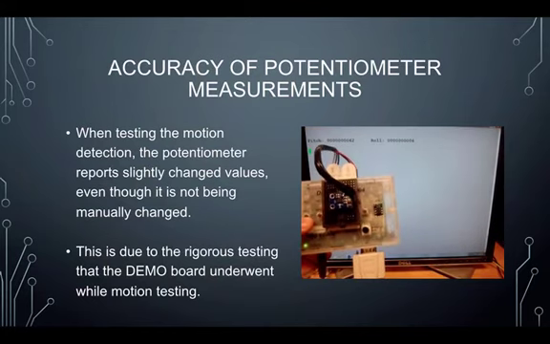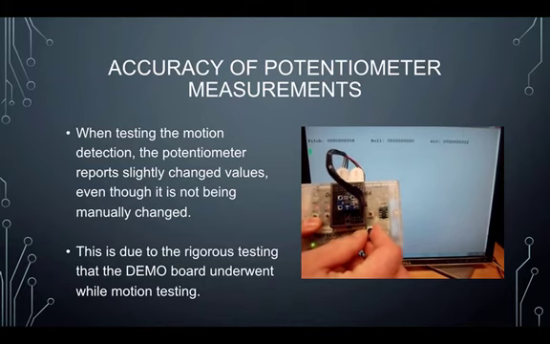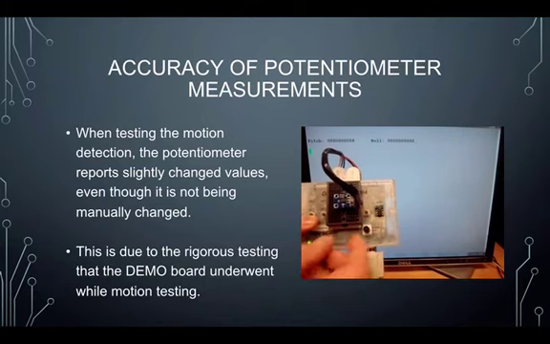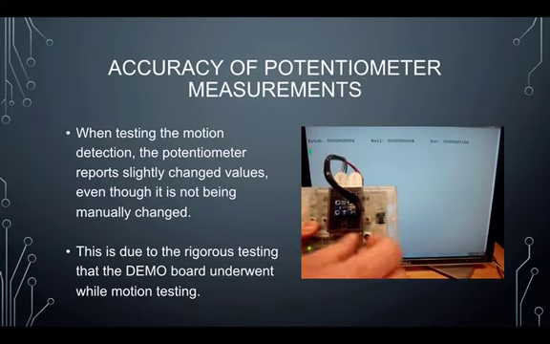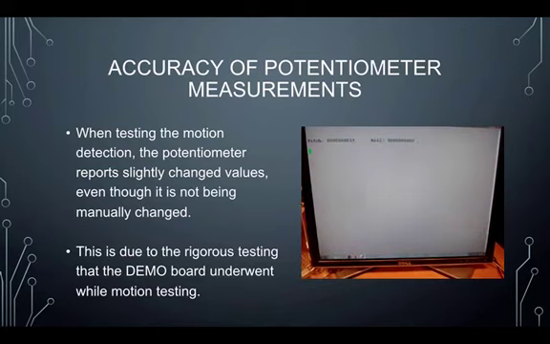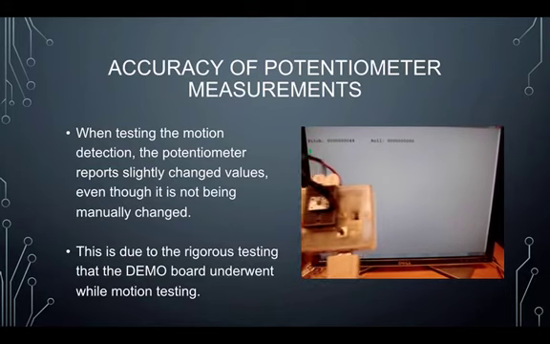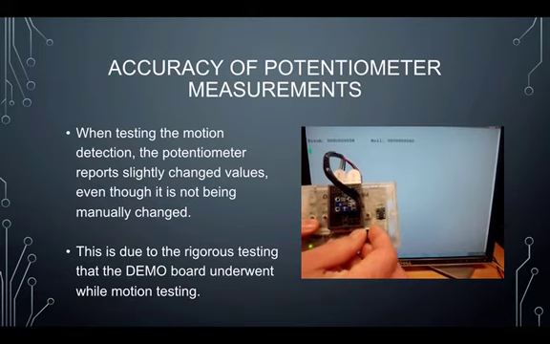The potentiometer is output to the terminal, as shown in the video to the side here. However, the potentiometer itself suffers from some minor reporting inconsistencies. Occasionally, it reports altered values when no change has actually occurred. It is likely that this is due to the vigorous motions that have occurred during the course of testing our system.